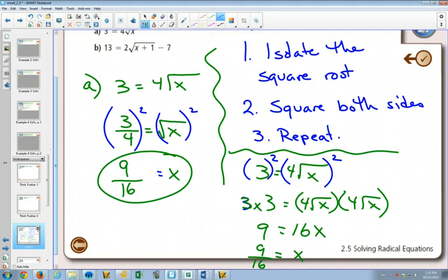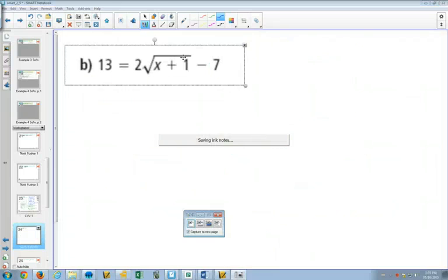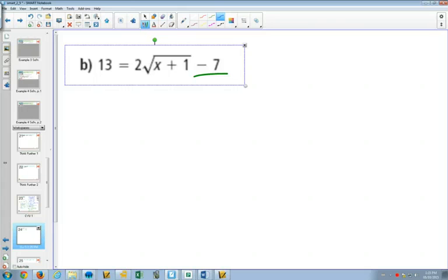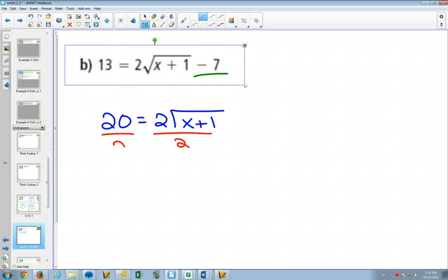But whenever you're adding or subtracting, like in part B here, we will need to isolate our square root. And there's this minus 7 right now on that side. So the first thing I'm going to need to do is add 7 to both sides. That will give me 20 equals 2 root x plus 1. And I'm going to isolate it completely by the next step, dividing both sides by 2, because that will cancel out those 2's, and I'll get 10 equals the square root of x plus 1.